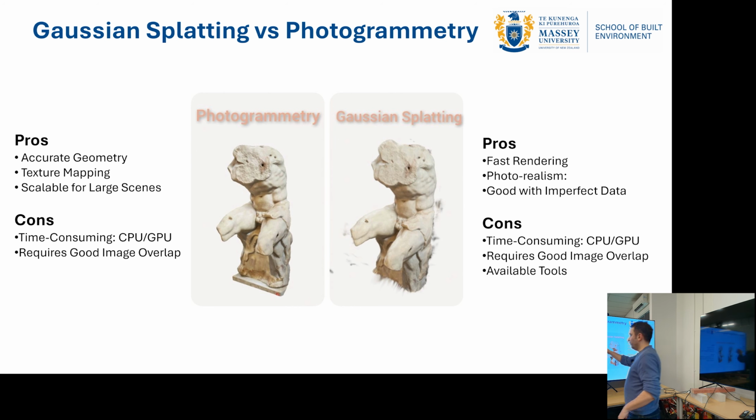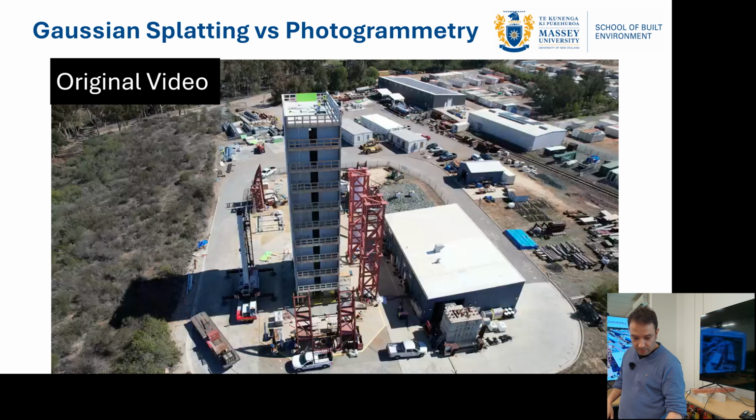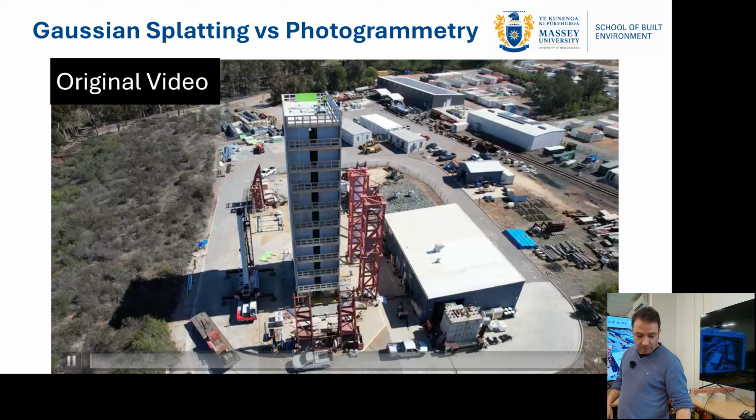If you try photogrammetry and Gaussian splatting on the same object, it might look exactly the same. You don't see the difference in this. But soon I'm going to show you some examples in which, with the same amount of data, you get results that are far better. This is the case study that I'm going to show you.